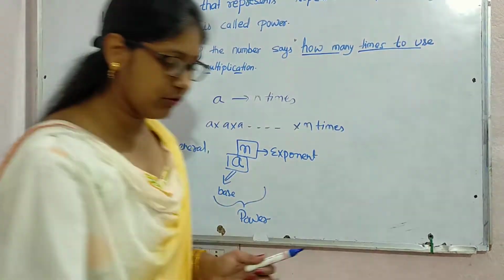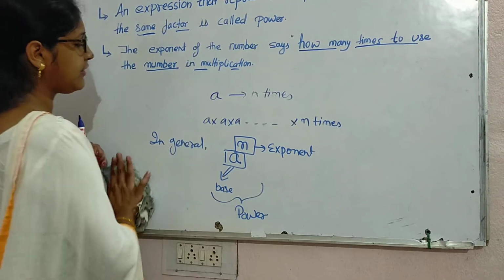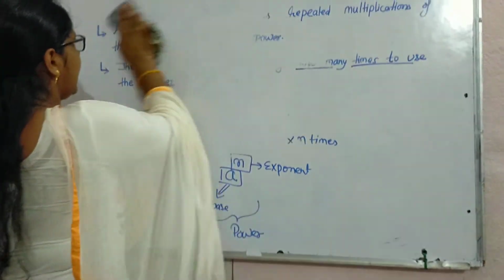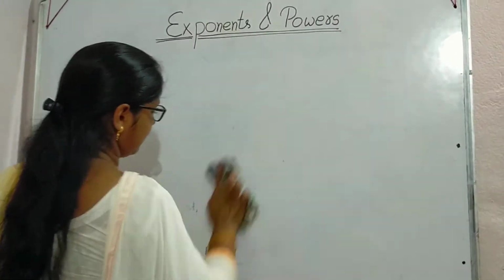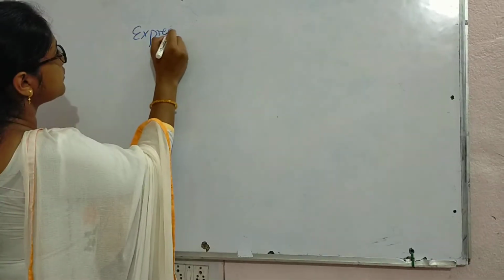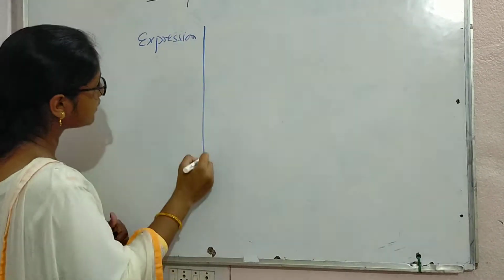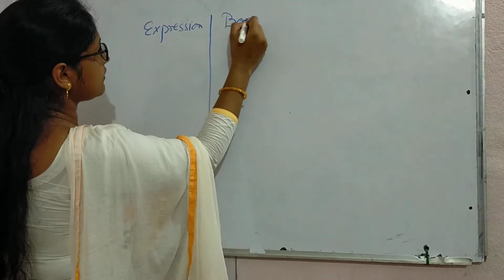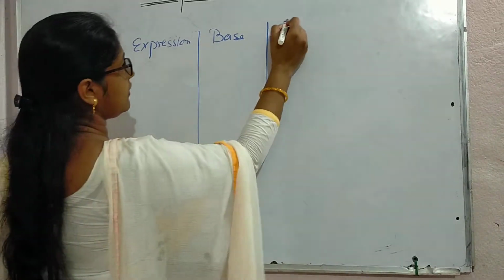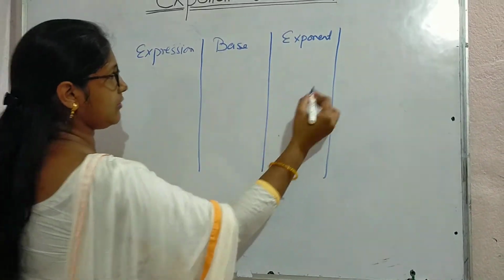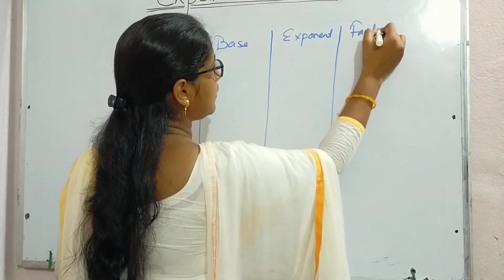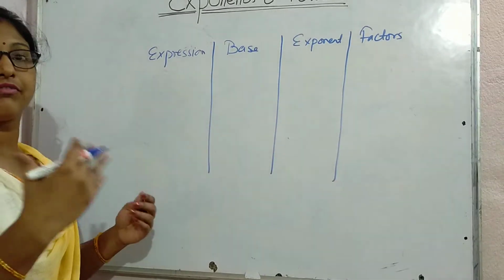Okay, so suppose we elaborate it with a general number and we understand it with the help of examples. We make a table where first we write the expression. Next we write what is the base. Next we write what is the exponent. And fourth will be factors, because power is the factors of a number.